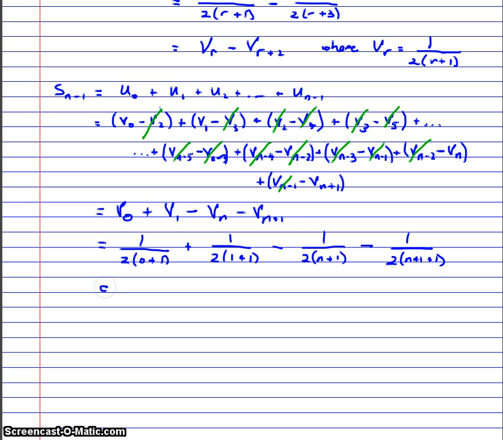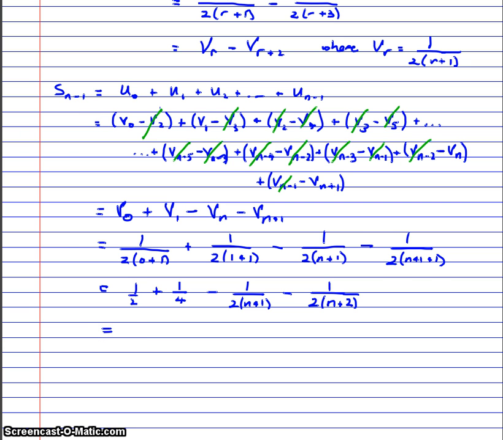Simplifying, this is going to be 1 over 2 plus 1 over 4, minus 1 over 2^(n+1), minus 1 over 2^(n+2). Okay, and we'll just simplify where we can.